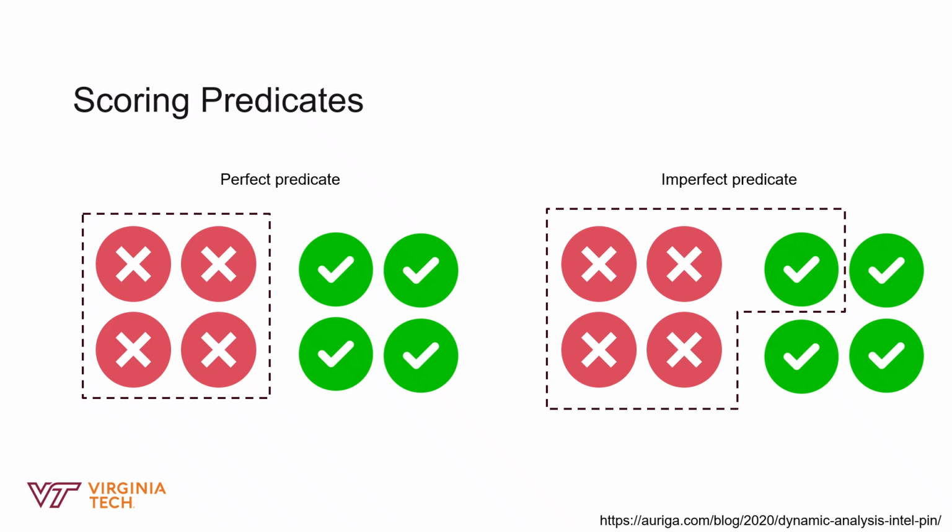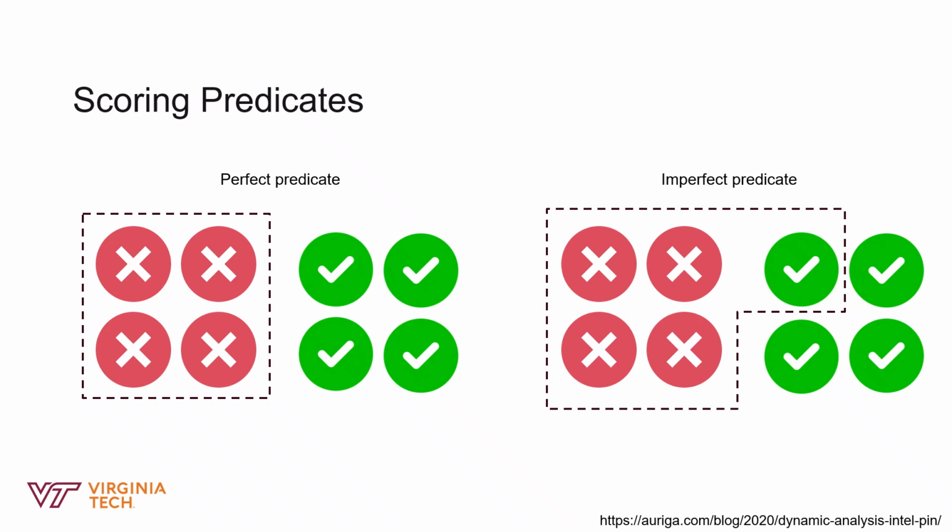Earlier, we talked about how Aurora scores predicates. This is based off of two different metrics. First, Aurora scores predicates based on how accurately they describe if the input is crashing or not crashing. If a predicate is always true for every single crashing input at a certain address and always false for every non-crashing input at that address, we can call that a perfect predicate.